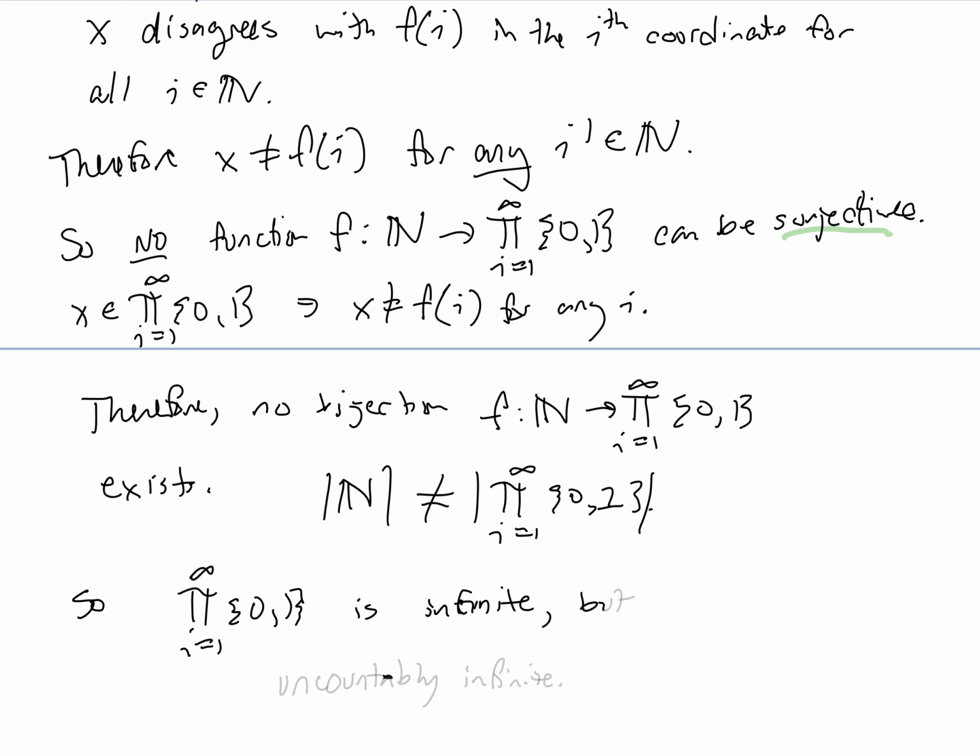So it's a different cardinality of infinity than the natural numbers, than the integers, than the rationals. Those are all the same cardinality. This is a different cardinality, but this is uncountably infinite. So this is an uncountably infinite set.